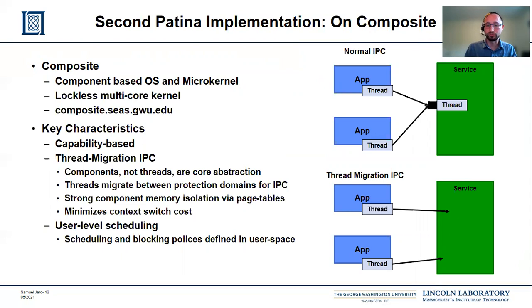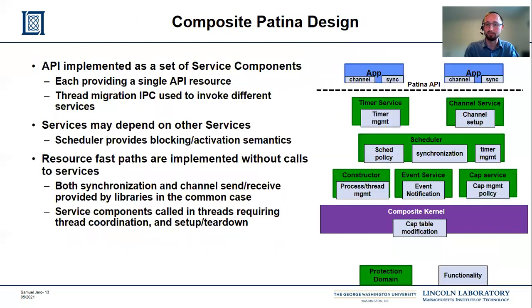Composite also has user-level scheduling, which means that scheduling and blocking policies can be defined in user space. Now, to implement the Patina API in Composite, we use a design like this. Again, we implement the API as a set of services: a capability service that handles capability management for the system, an event service that handles event notification, a constructor that sets up the initial set of components and handles process and thread management, and a scheduler that does scheduling, as well as being involved in synchronization and timer management for the system. Then we also have channel and timer services.